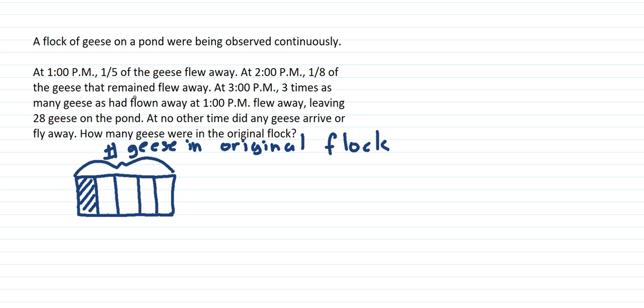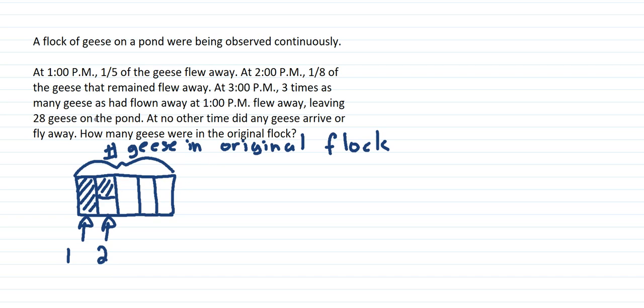At 2 p.m., 1/8 of the geese that remained flew away. There's 4 blocks of geese left, so 1/8 of what remains must be half of a section. So now this part goes away. Great, so remember this right here is what occurred at 1 p.m. And this right here is what occurred at 2 p.m., okay?